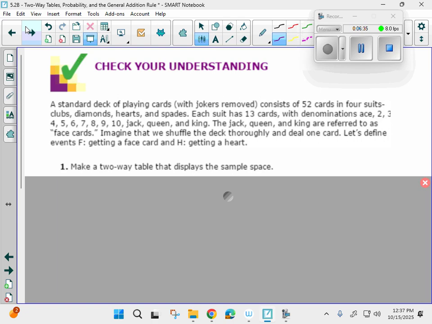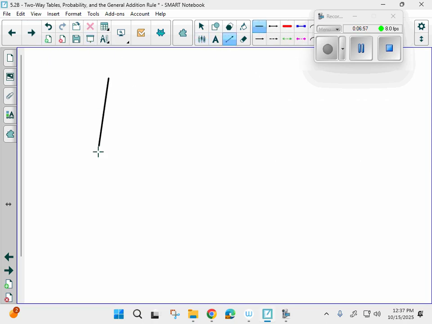Imagine that we shuffle the deck thoroughly and deal one card. Let's define events F as getting a face card and H as getting a heart. Make a two-way table describing this sample space. We have to be able to make a table, and this is actually kind of tricky. I want you guys to try this in your notes. So on another piece of paper, we are going to make a two-way table for this occurring.